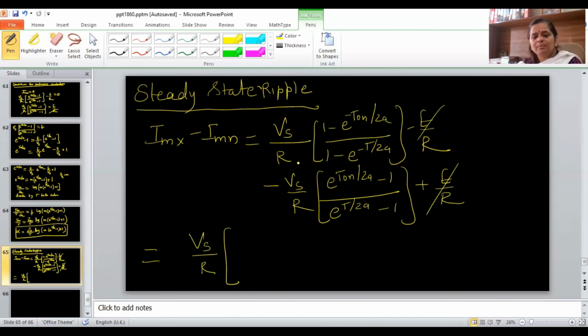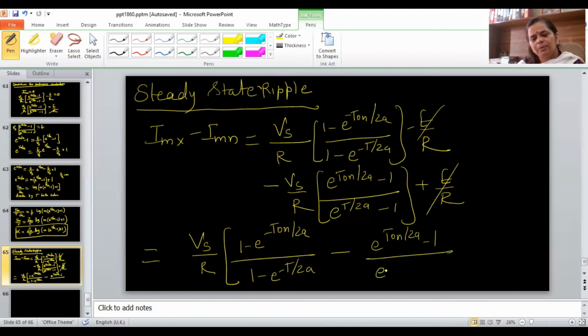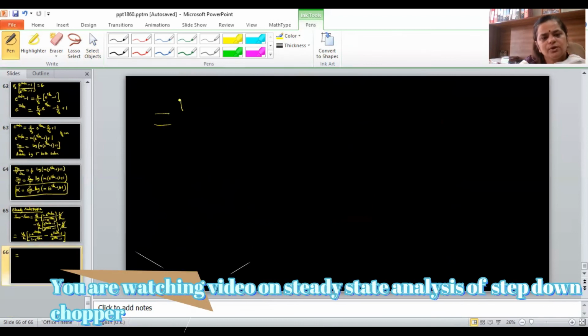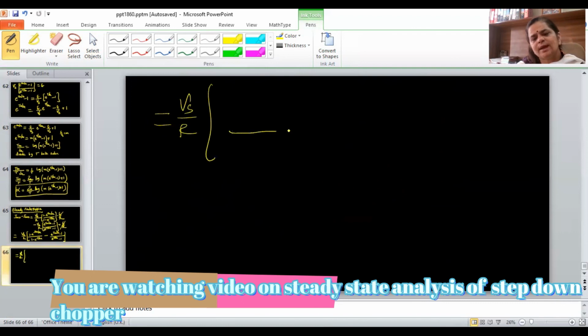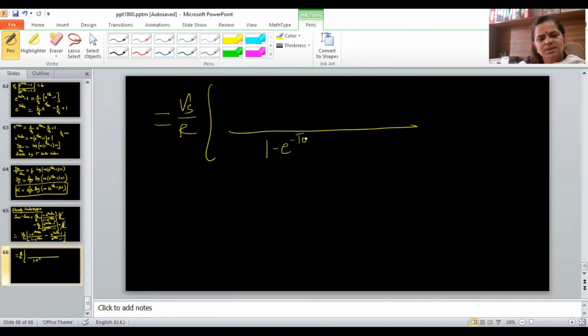Then Vs by R I have taken common. So what am I going to get? 1 minus e to the power minus T on by τ divided by 1 minus e to the power minus T by τ, minus e to the power T on by τ minus 1 upon e to the power T by τ minus 1. So this is the difference we are getting. Now take the LCM. So what am I going to get? So Vs by R. What will be the LCM? 1 minus e to the power minus T by τ and e to the power T by τ minus 1.